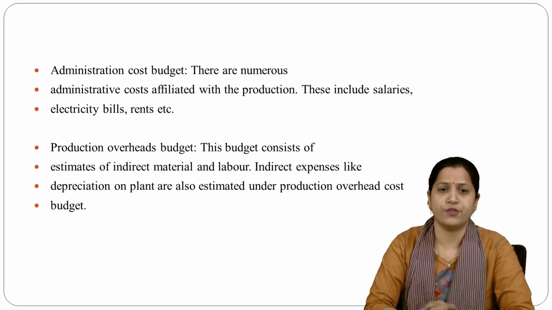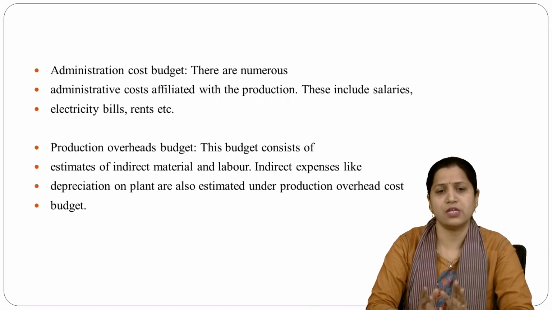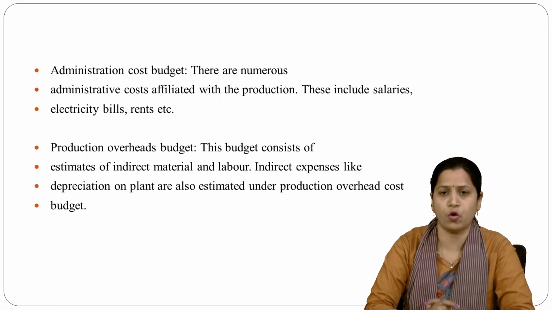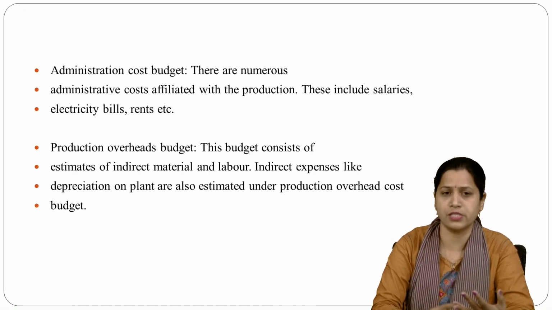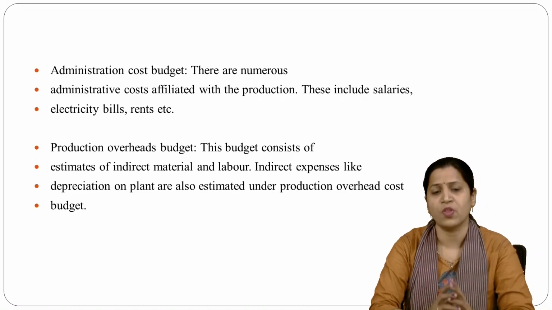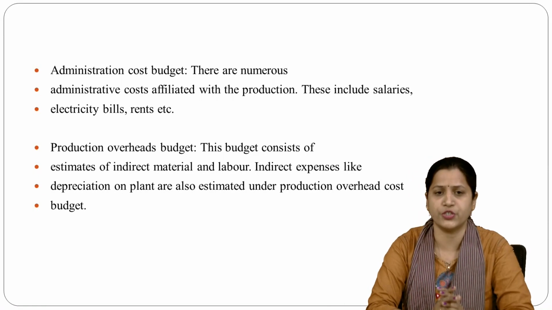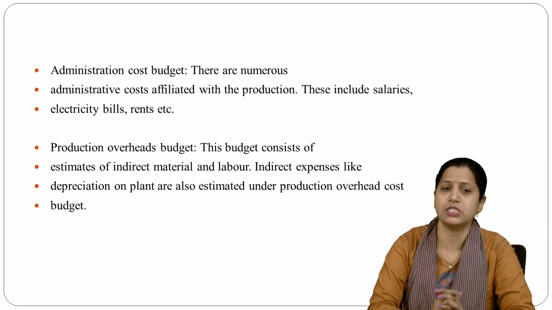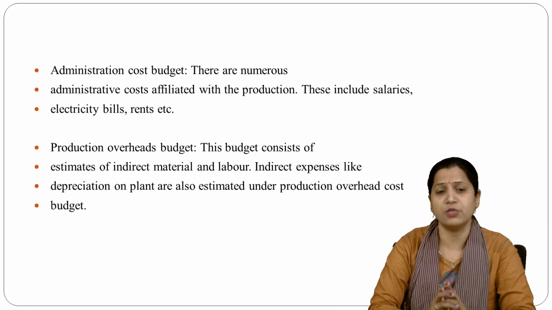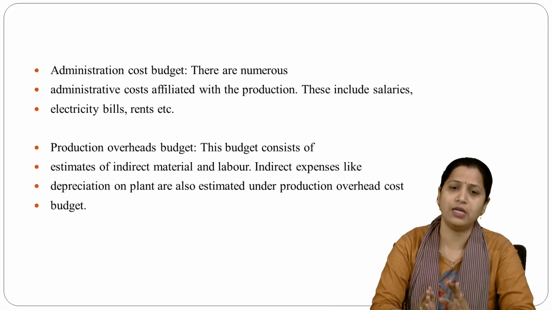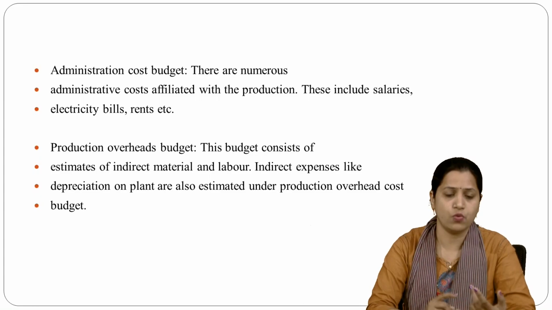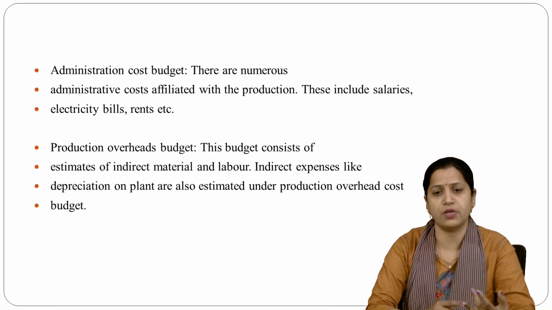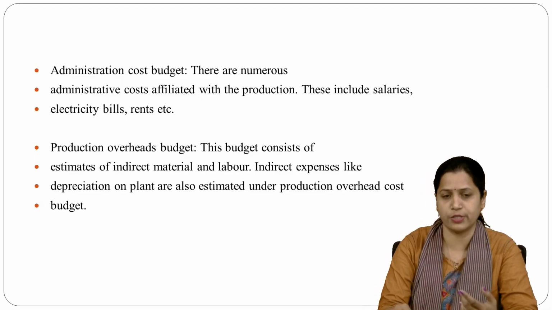Now the administrative cost budget. There are numerous administrative costs affiliated with production. This includes salaries, electricity bills, rents, etc. In the same way, the production overhead budget. This type of budget consists of an estimation of indirect material and labor cost and indirect expenses. So which are the indirect expenses? We can say that depreciation on plant is also estimated under the production overhead cost budget.